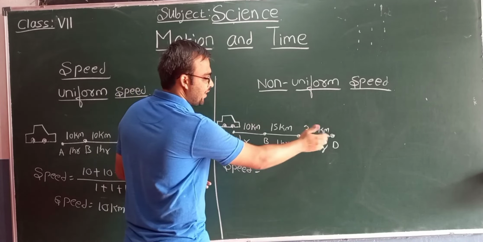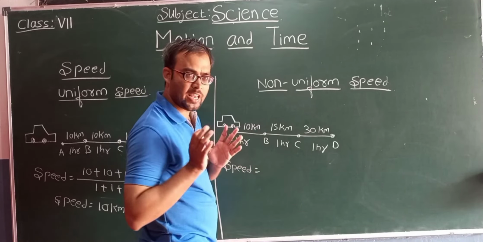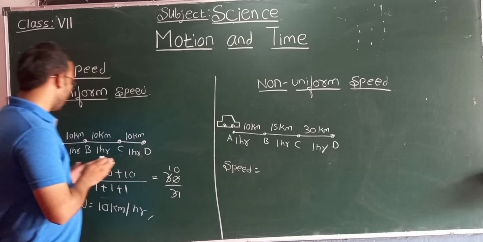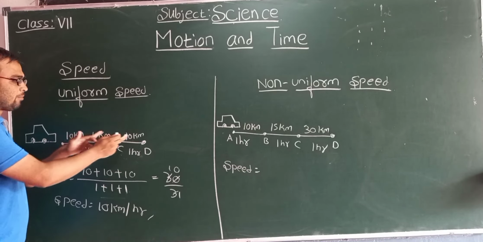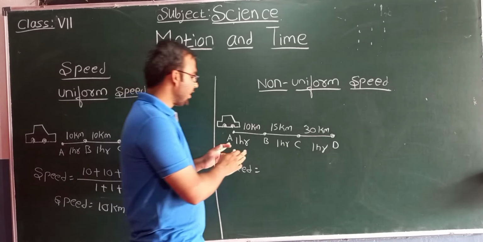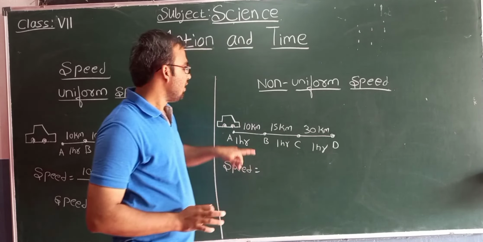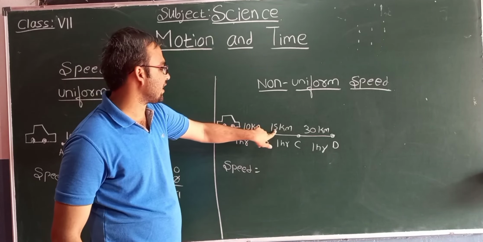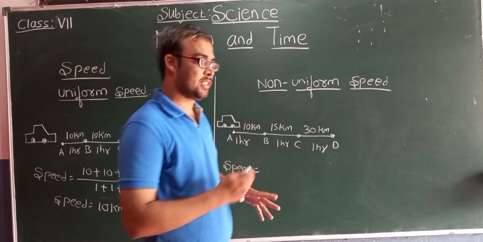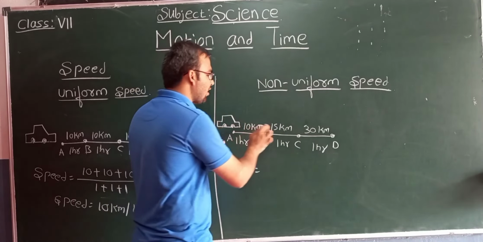Now just look at here, students. In each and every successive hour, it is not covering the same distance like how here, in each and every successive hour, it is covering 10 kilometer, 10 kilometer, 10 kilometer. Now look at here. First, it has covered a distance of 10 kilometer. Next hour, it has covered 15 kilometer, and next it has covered 30 kilometer. Okay, so this is not same, no?